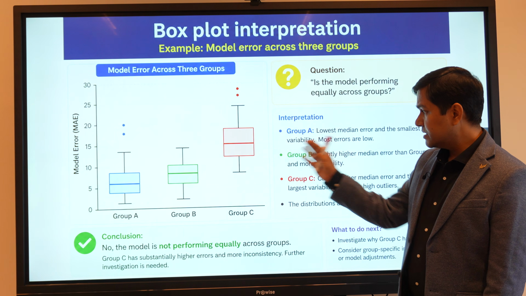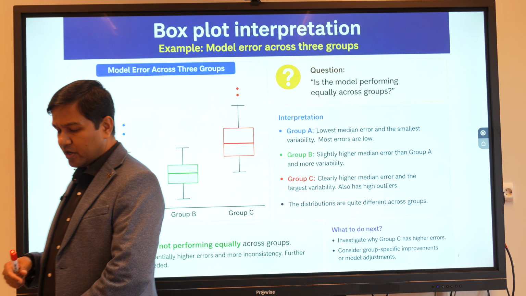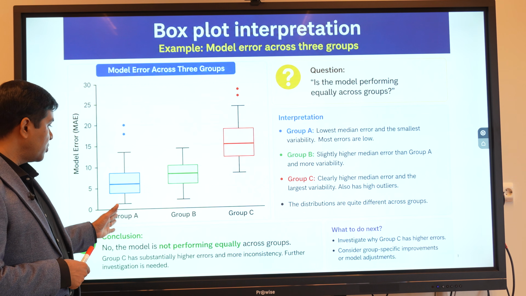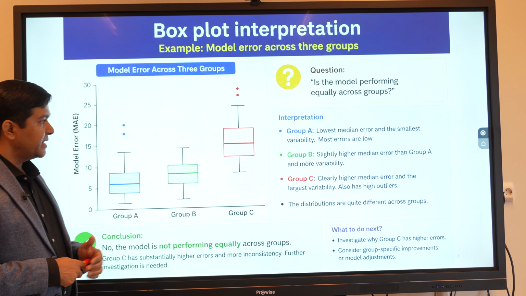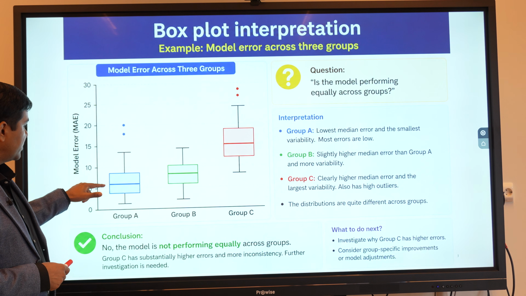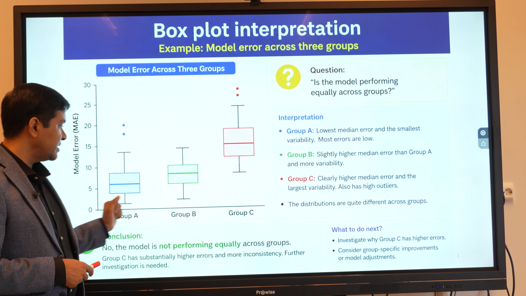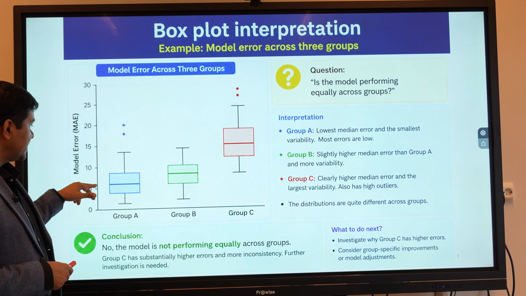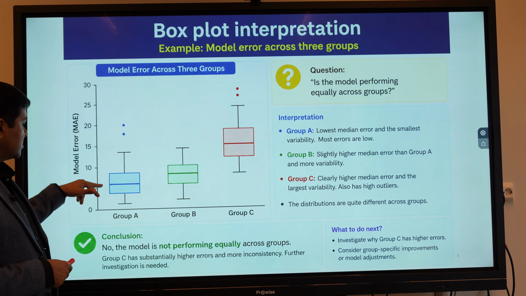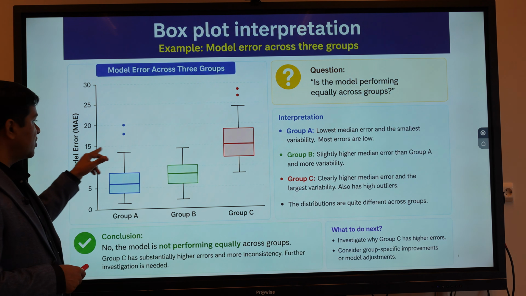So let's take an example. This is a box plot example of 3 groups: Group A, Group B and Group C. Now if you see the Group A data, these are 3 different models, Group A, Group B, Group C. So the median error for Group A is around 6.5%, while for Group C the median error is around 15%.